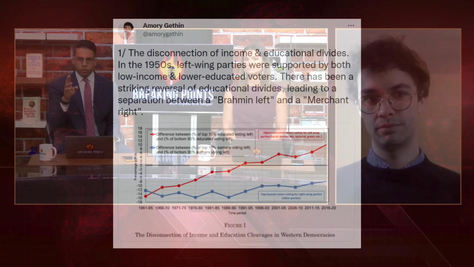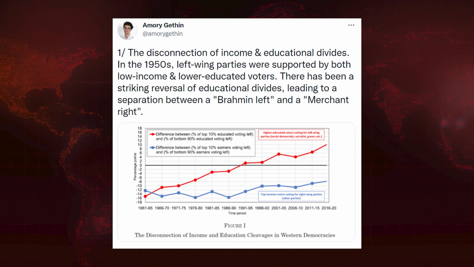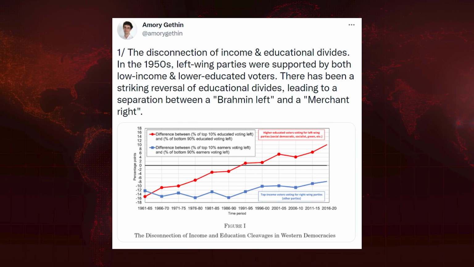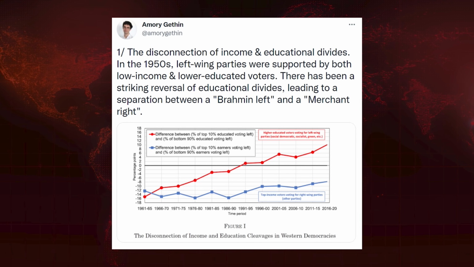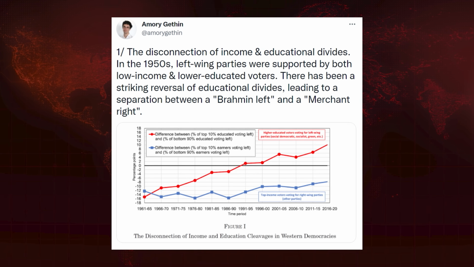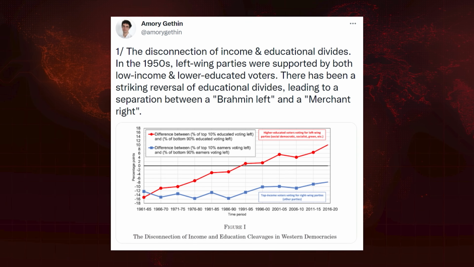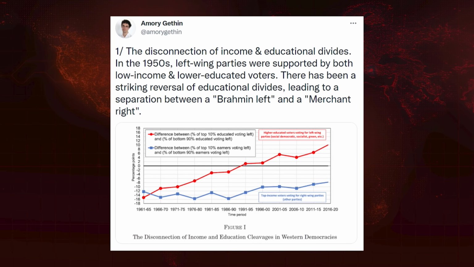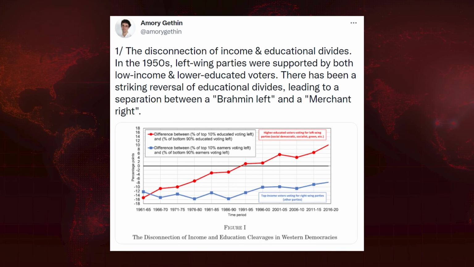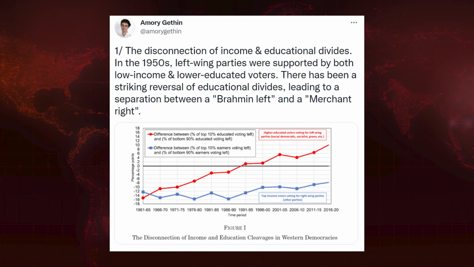And so, Amory, let's go ahead and put your tweet up there on the screen. I want to see that chart because it's very important for where exactly the change happened. Can you explain why the difference between the percent of the top 10% educated voting left and the percent of the bottom 90% switched in 1991 to 1995? What exactly happened there across all of the West?